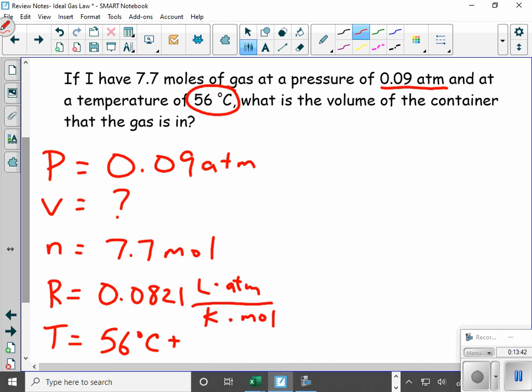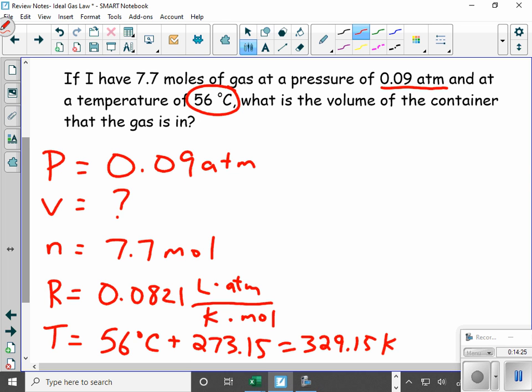Now, why do I want Kelvin instead of Celsius? We don't have negative values on the Kelvin scale, okay? I don't want those negative values. So, does anybody remember what our conversion factor is for Kelvin? Kara? 273.15, I heard you say, right? Okay. So when I do that conversion, I come up with 329.15 Kelvin. Remember, Kelvin is not degrees Kelvin, it's just Kelvin.